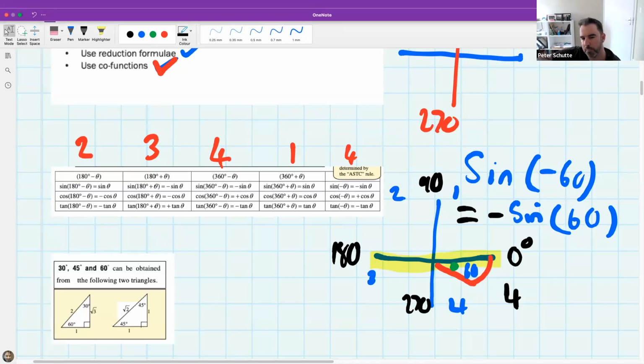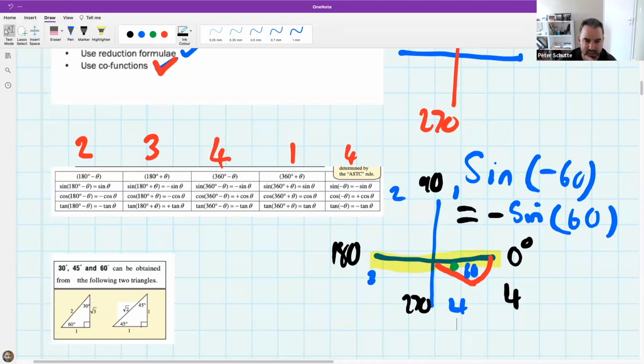Yes, it does. I'm going in the opposite direction. Thank you for the question. It was very helpful. A lot of students would have been thinking that.